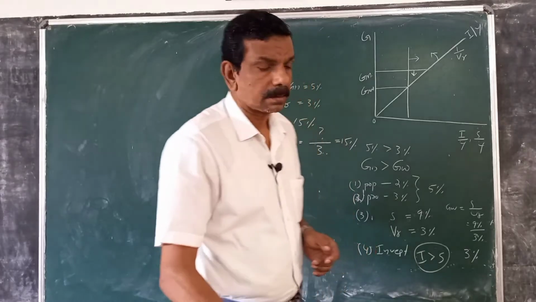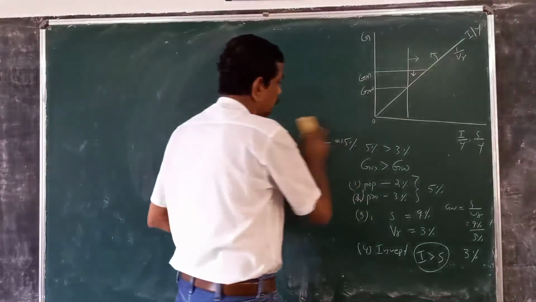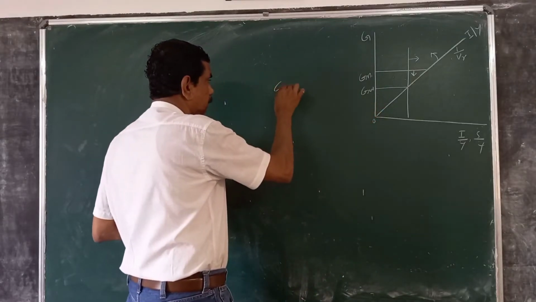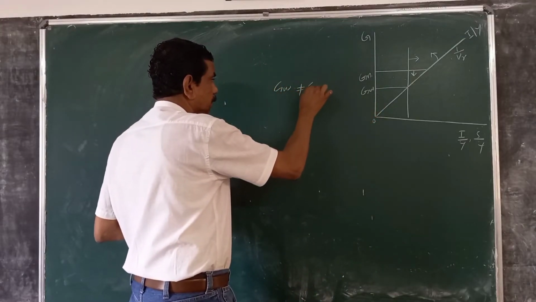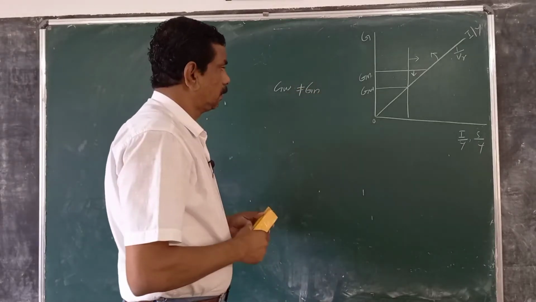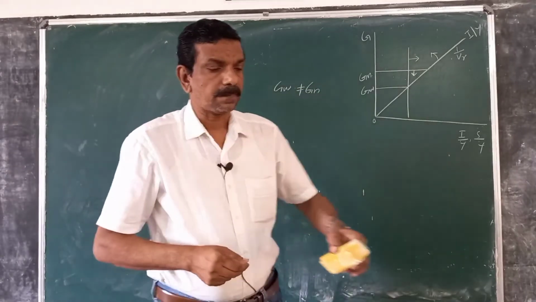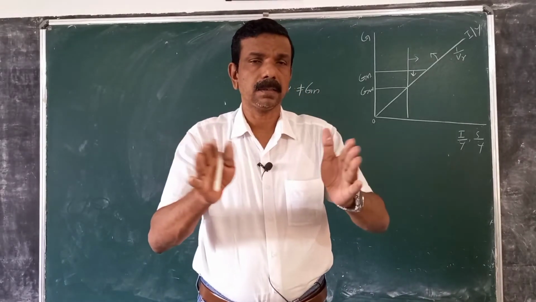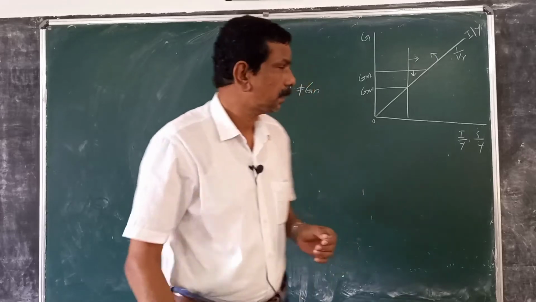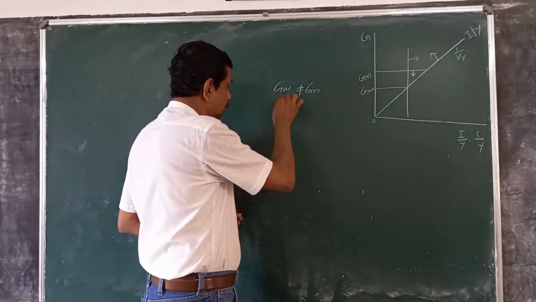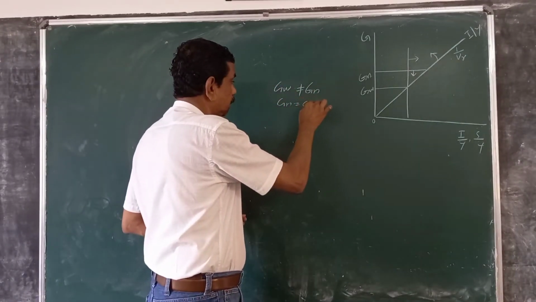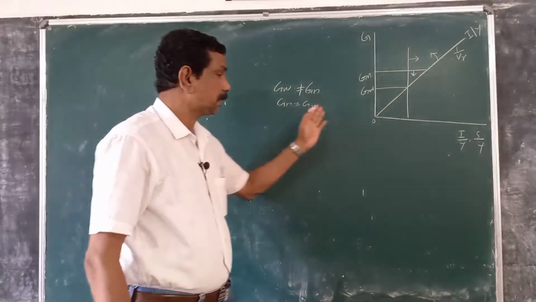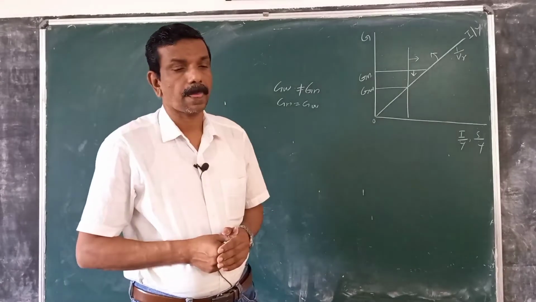Now, given that there is inequality between GW and GN, that is GW not equal to GN, there are four ways to reconcile GN and GW, or four ways to restore equality between GN and GW.